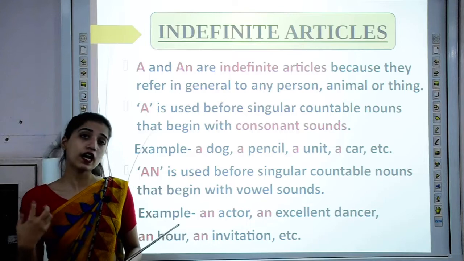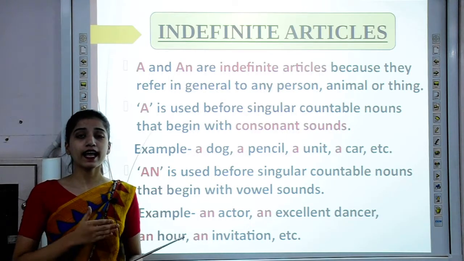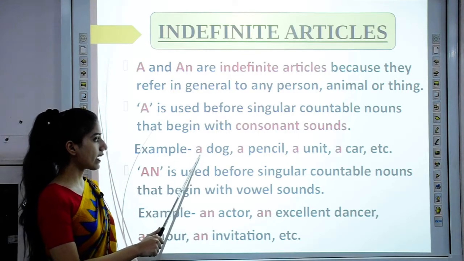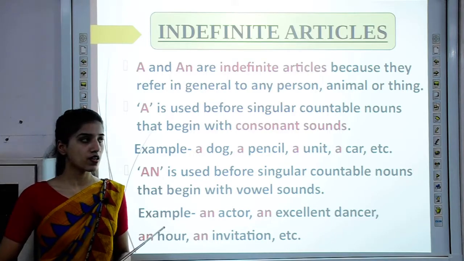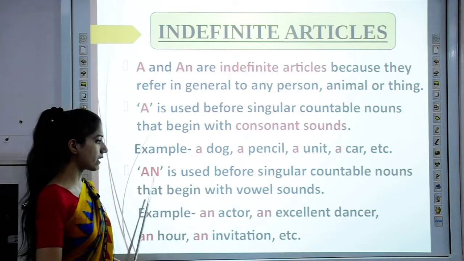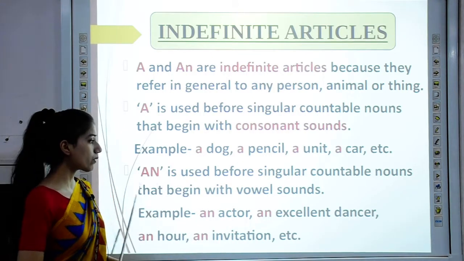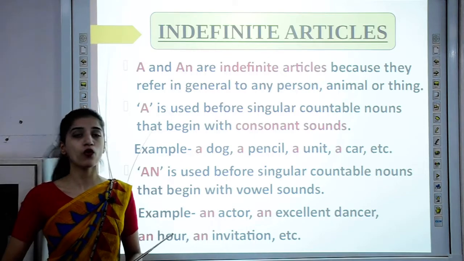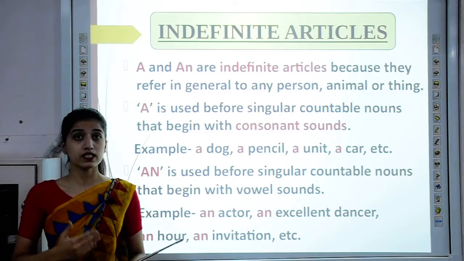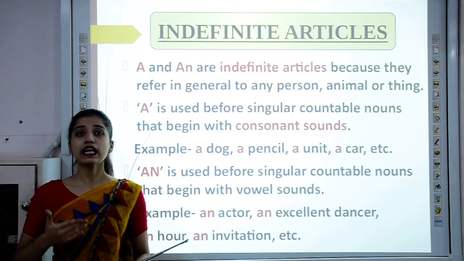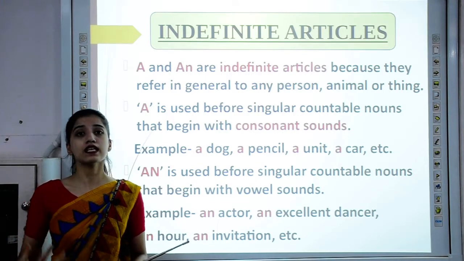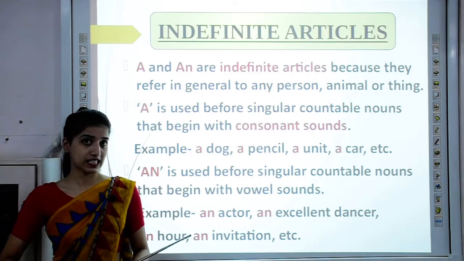So these are some examples of a that is used before singular countable nouns that begin with consonant sounds. As you all know what consonants are: except vowels, all the alphabets are consonants. So a comes before the consonant sounds. An is used before singular countable nouns that begin with vowel sounds. So remember one thing, an is always used before singular countable nouns that begin with a vowel sound. What are vowels? A, E, I, O, U are vowels. So the vowel sounds will have an as an article before them.